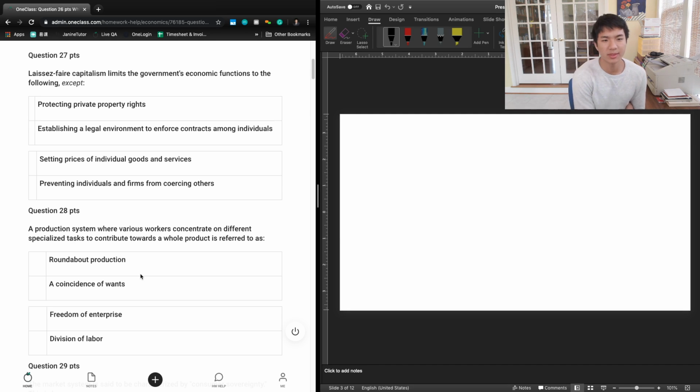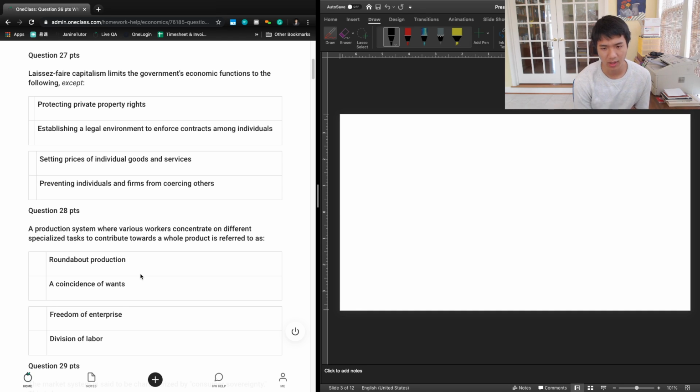Laissez-faire capitalism limits the government's economic function to the following except, number 1, protecting private property rights, number 2, establishing a legal environment to enforce contracts among individuals, number 3, setting prices of individual goods and services, and number 4, preventing individuals and firms from coercing each other. So the first thing to understand here is what is laissez-faire capitalism.